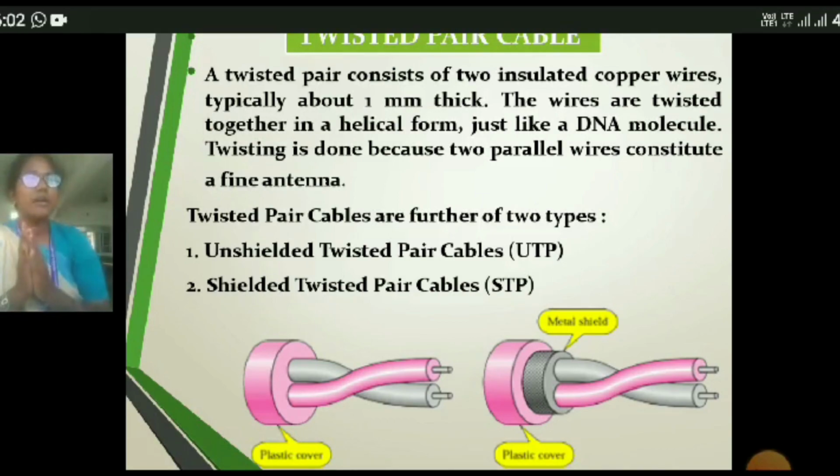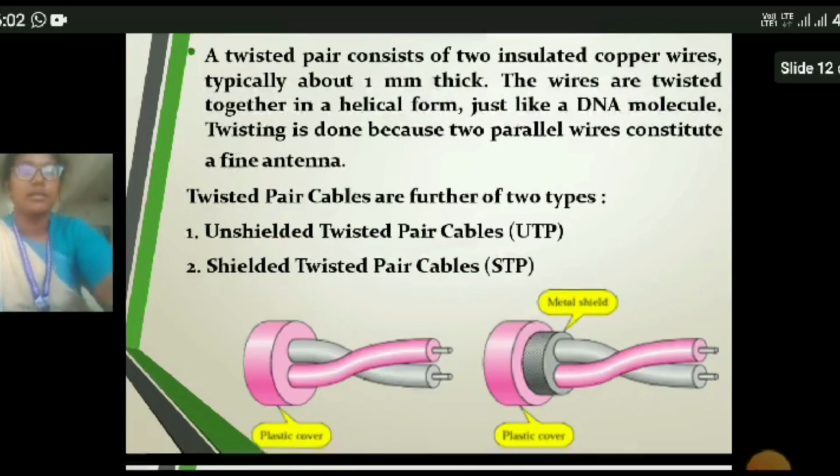The twisted pair cable consists of two insulated copper wires, typically about 1 millimeter thick. The wires are twisted together in a helical form, just like a DNA molecule. Twisting is done because two parallel wires constitute a fine antenna.